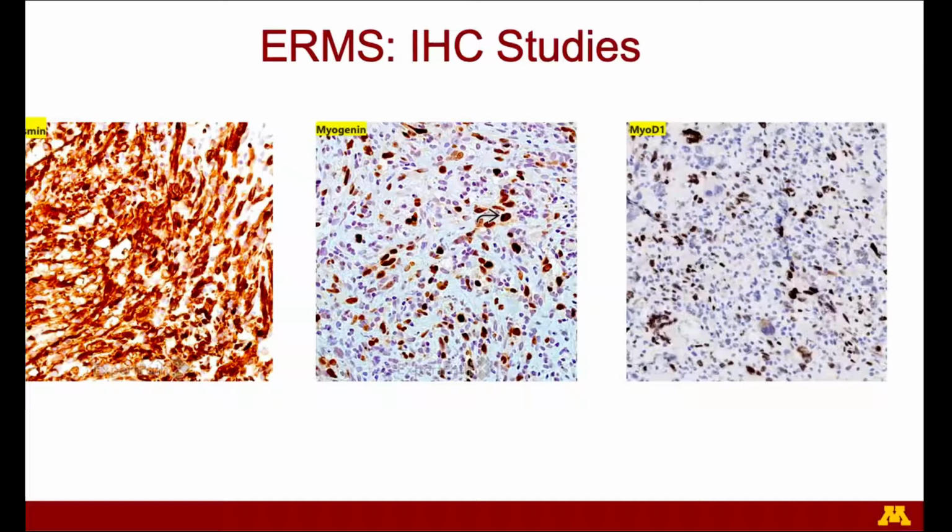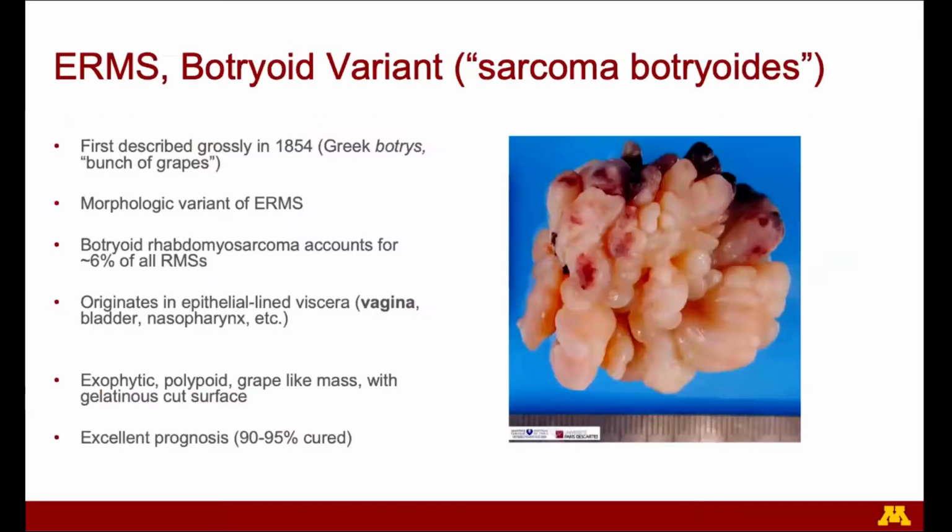Embryonal rhabdomyosarcomas cannot be confirmed with a single targeted molecular tool, so they should not be systematically tested for fusion, such as the FOXO1 gene, which we will discuss later in this talk.